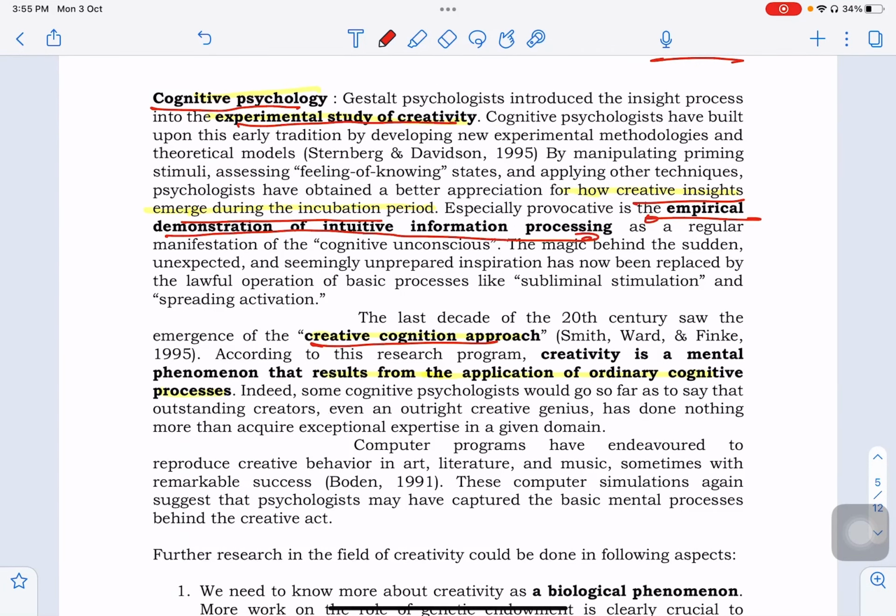It says that there is no special process in creativity. These are the simple application of ordinary cognitive processes, but repetitive expertise. Any expert who is creative has exceptional expertise in a given domain that he gains.